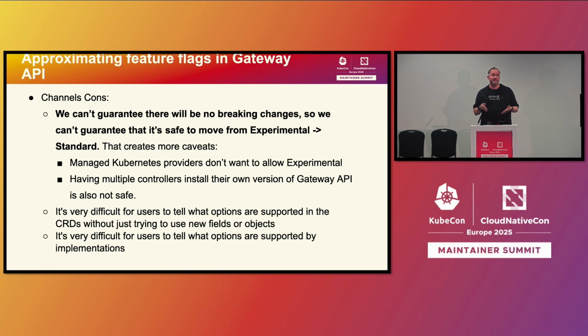Managed Kubernetes providers, for very good reasons, don't want to allow experimental because they don't want users using features that might break or change. And having multiple controllers install their own version of Gateway API CRDs is also unsafe because if you've got controller 1 wanting version 1.2 and controller 2 wanting version 1.3, and they're both trying to reconcile those definitions and make sure that they meet their requirements, then both controllers are going to fight over the CRD definition, which is really bad.